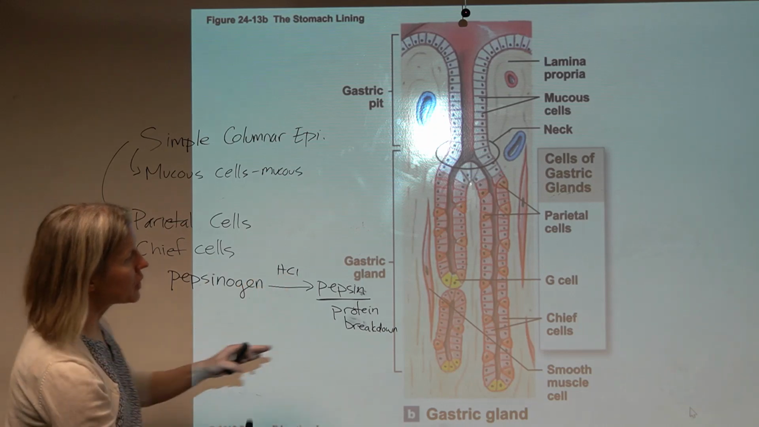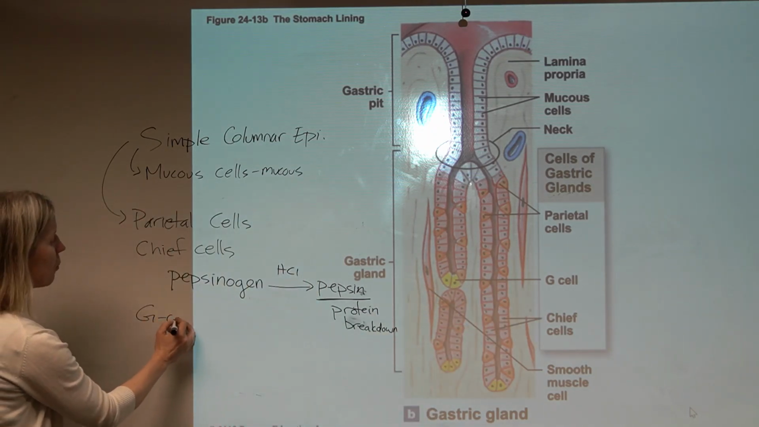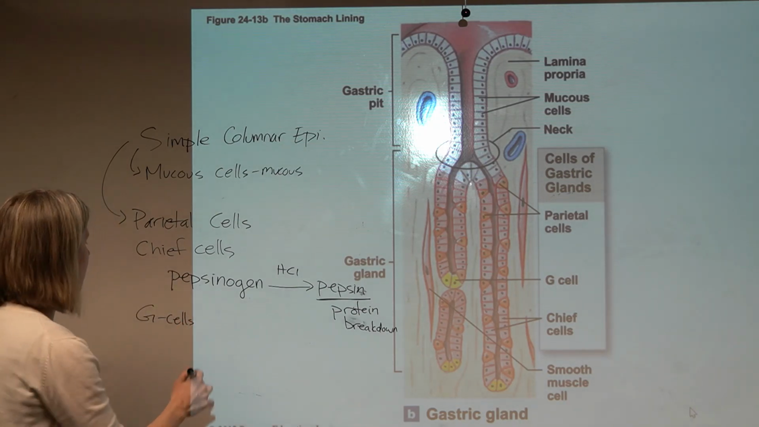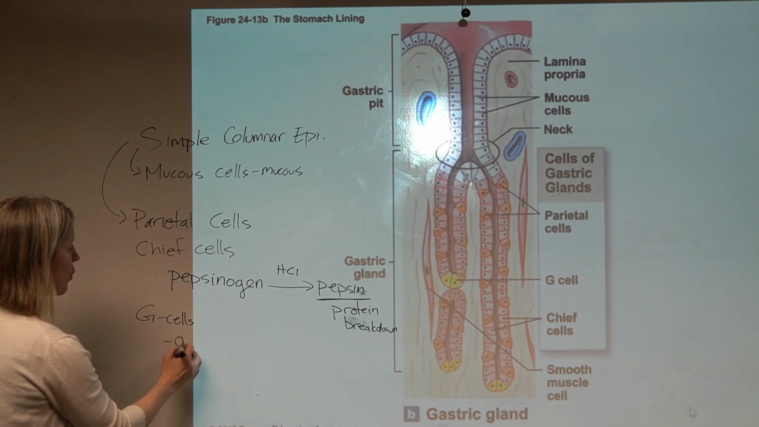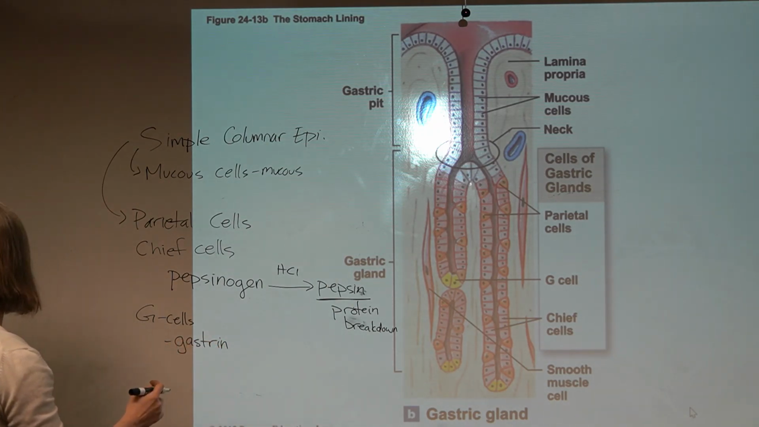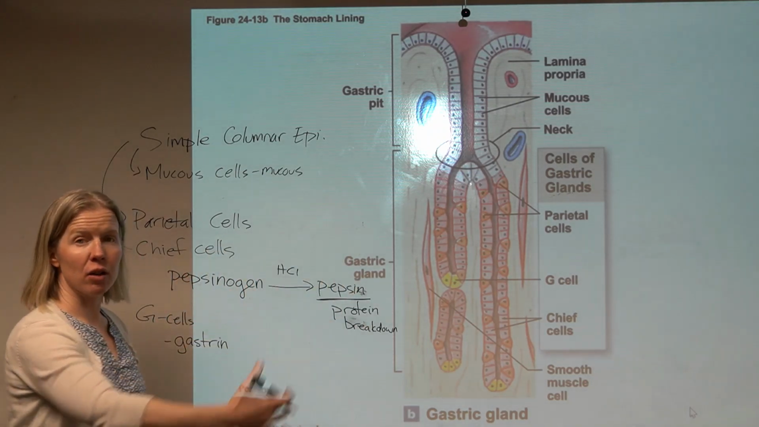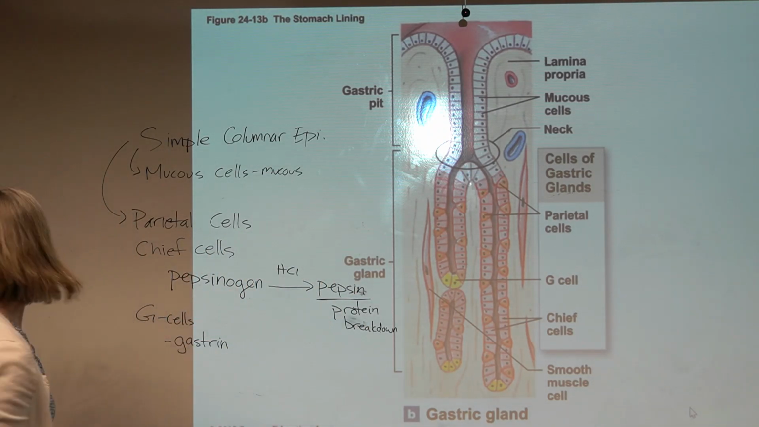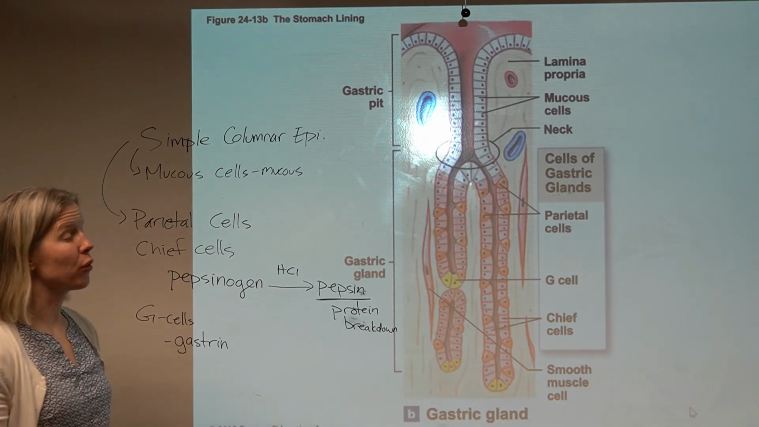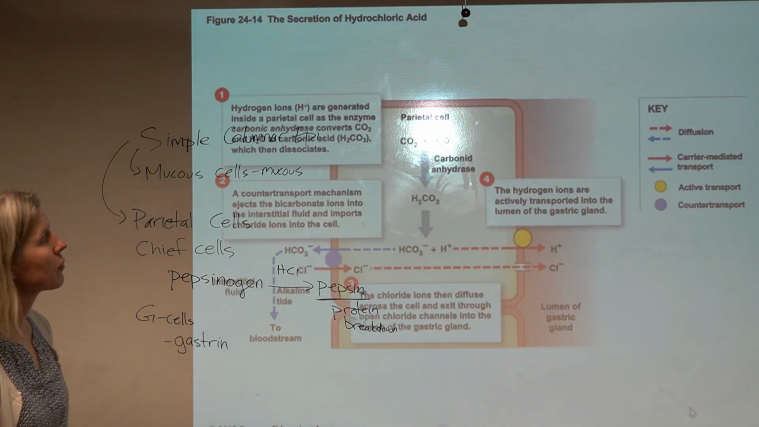We also see in here G cells. These start to become more prevalent as we move into that pyloric region of the stomach, the end of the stomach. These G cells are producing a hormone called gastrin. Gastrin is really going to be stimulating chief cells and parietal cells to do their job. Gastrin also stimulates the contraction of the stomach wall.